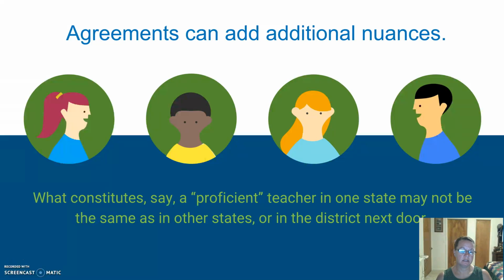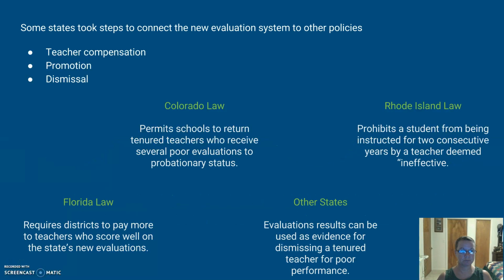What that means is what constitutes a proficient teacher in one state may not be the same in another state, and the same thing is true from district to district. Here in Kansas, we say what a proficient teacher looks like, and if you go 22 miles over to Dighton, Kansas, they may have a whole different definition of what a proficient teacher means.